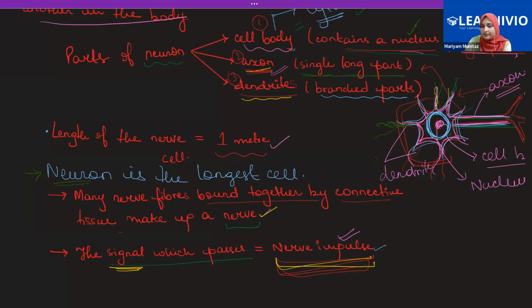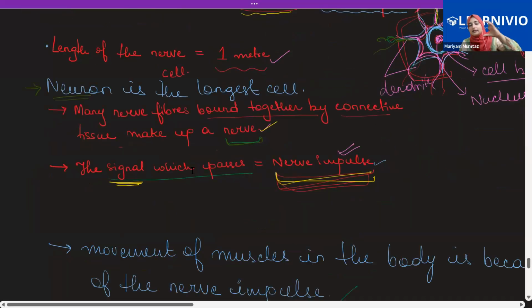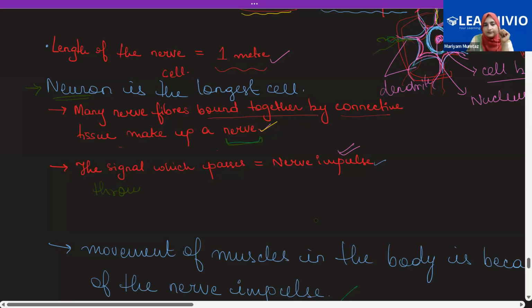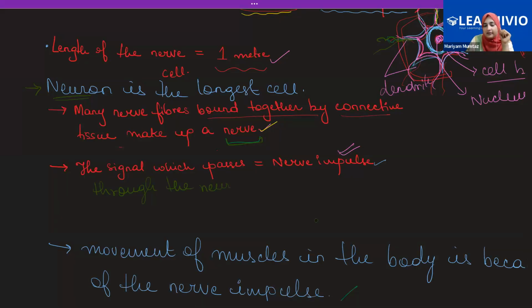So many nerve fibers are bound together by connective tissue and then they make up a nerve. Now the signal that passes through the neurons is called the nerve impulse. Okay, the signal which passes through the neuron, we call it the nerve impulse. It's like a stimulus that passes throughout.